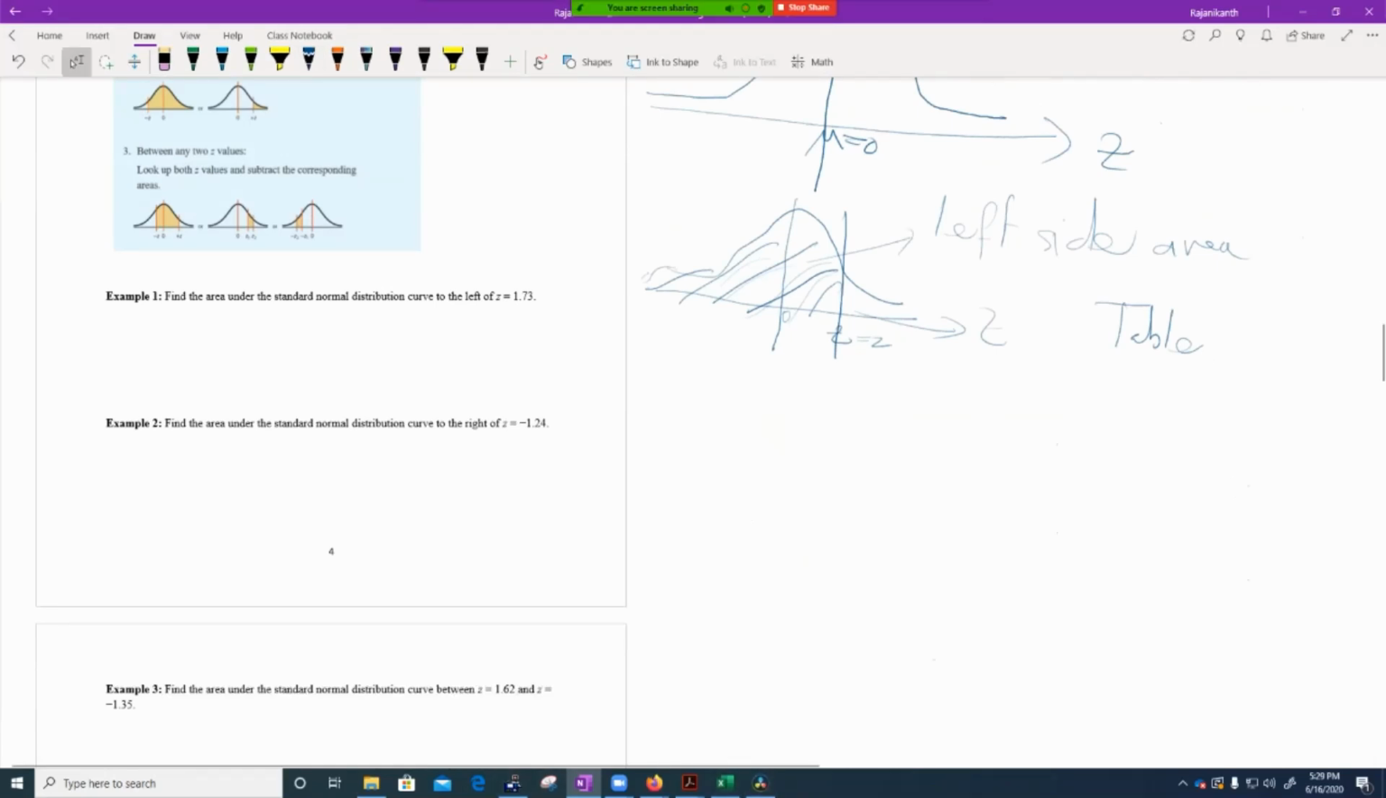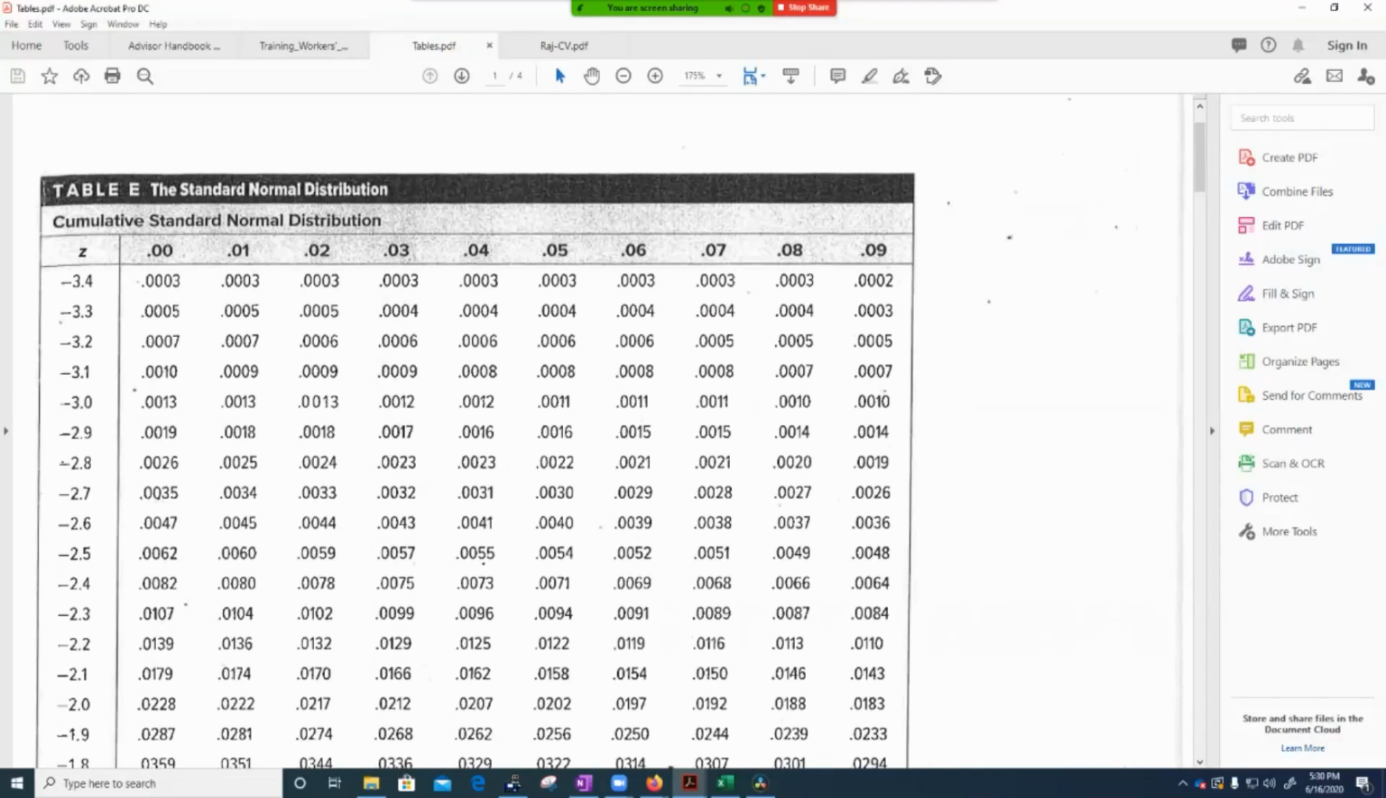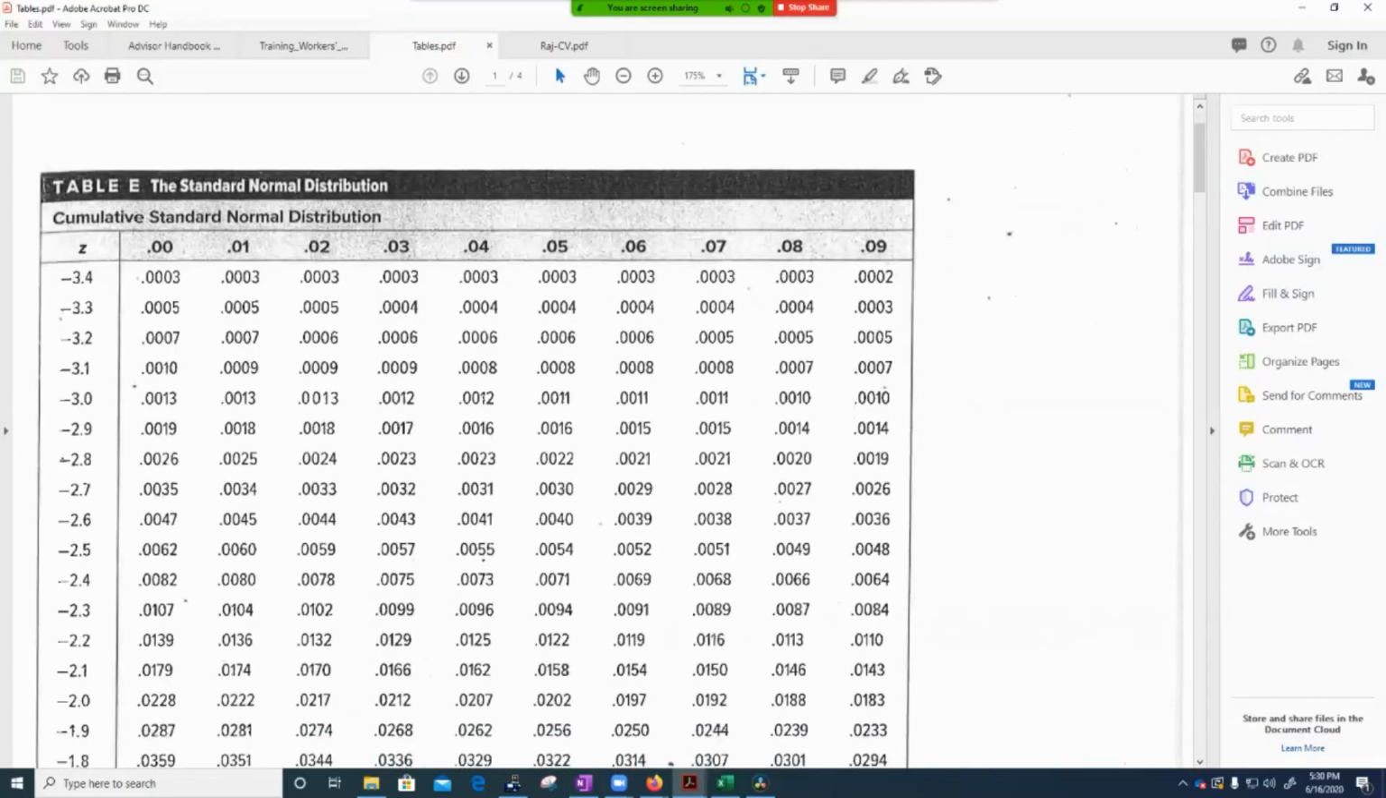Now we are going to use a standard normal distribution table to find the left area of any given z value. For this example, we are going to find the left side area of the point z, which is 2. Okay, how are we going to find it? We are going to look at the table. If you open the table, you will find a bunch of tables here.